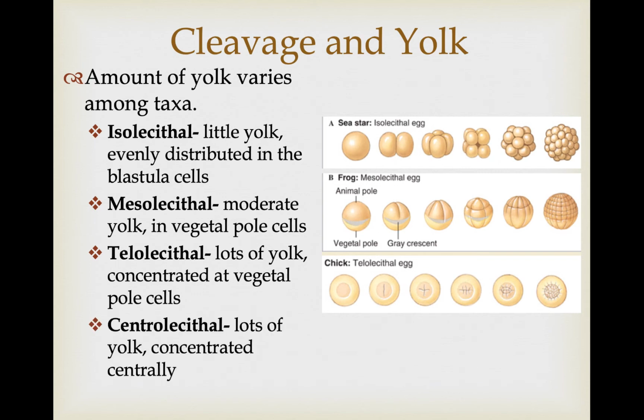Now, there is a fourth type of zygote called a centrolecithal egg. These also, kind of like telolecithal, have a lot of yolk, but it's not concentrated on one pole or the other. It's actually concentrated in the center of the zygote.